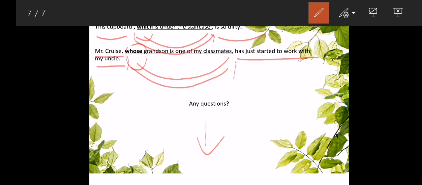Here is your assignment. You will do the exercises in your student's book, page 150. Page 150. Okay? You are responsible for exercises A and B.